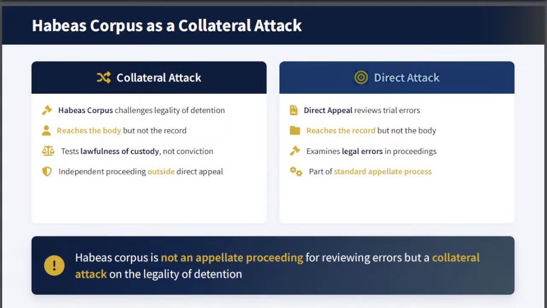Now in the direct attack, a direct appeal reviews trial errors. It reaches the record, but not the body. It examines legal errors in proceedings. It's part of the standard appellate process. Habeas corpus is not an appellate proceeding for reviewing errors, but a collateral attack on the legality of detention. Key point there: it's not an appellate proceeding, but a collateral attack on the legality of the detention.